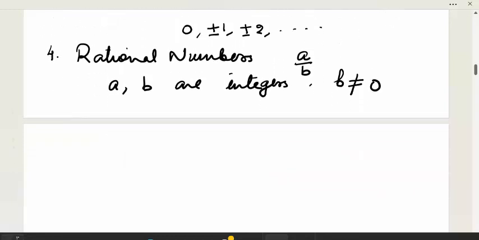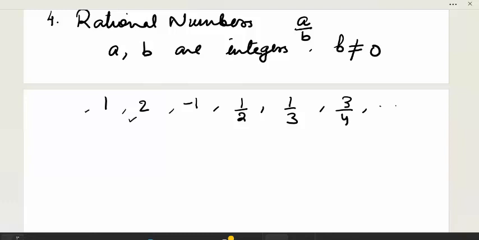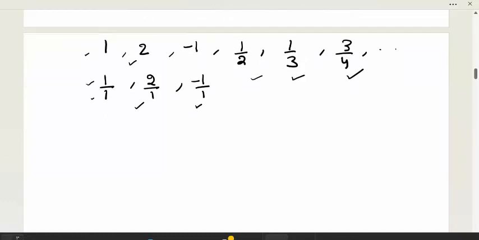What are the examples of these rational numbers? Now see, rational numbers are of the type 1, 2, minus 1, 1 by 2, 1 by 3, 3 by 4, all these are examples of rational numbers. Why do we say that 1, 2, minus 1, all these are also rational numbers? Because see, 1 can be written as 1 by 1, 2 can be written as 2 by 1, minus 1 can be written as minus 1 by 1. Now, here, both numerator and denominator are integers in each case. Same is the case with half, 1 by 3, and 3 by 4. Both numerator and denominator are integers, and denominator is not zero.